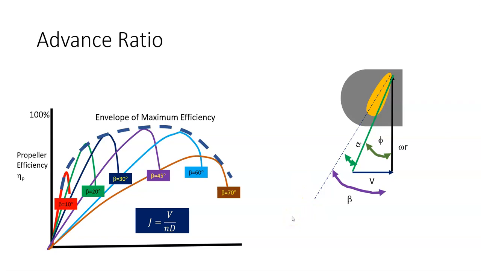And in that previous video, I spoke about this angle of advance here. And we said that the angle of advance, or the tan of the angle of advance, was equal to the aircraft velocity over the propeller velocity, the rotational velocity of the propeller.